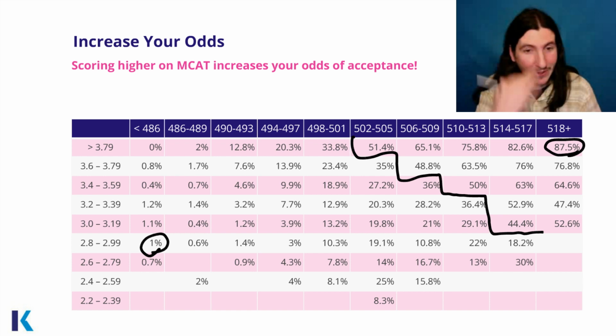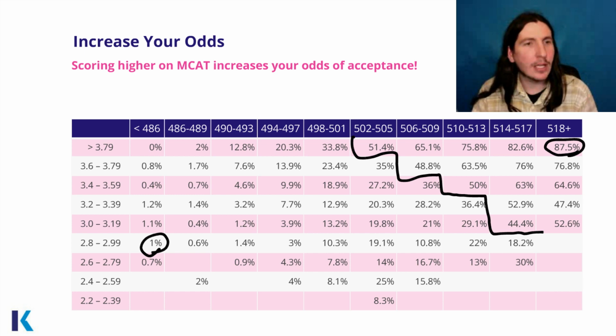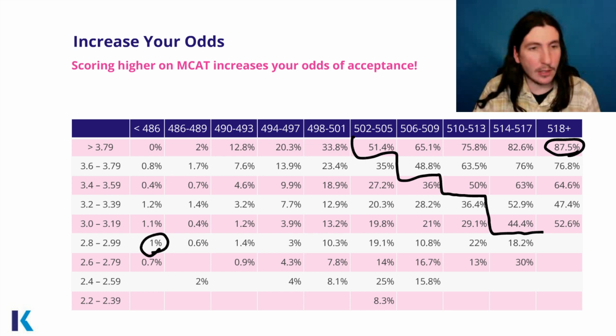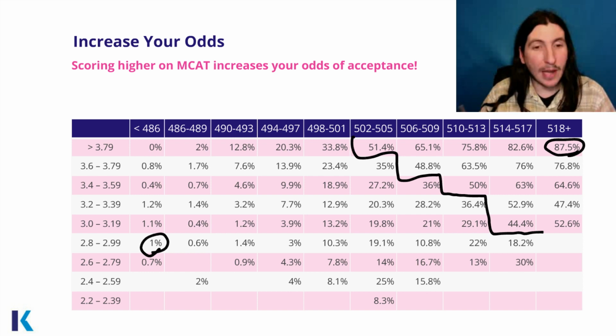The blanks here indicate there was literally no data for people applying in that range, but the rest means that people did manage to get in at lower GPAs and lower MCAT scores. So keep that in mind, but you always want to be moving yourself up that way.